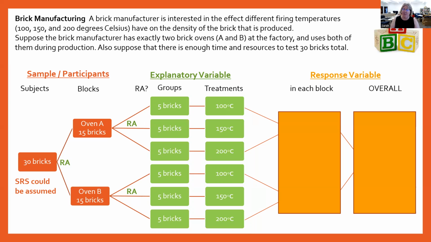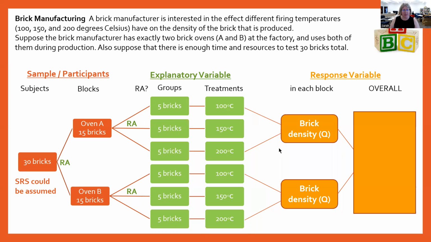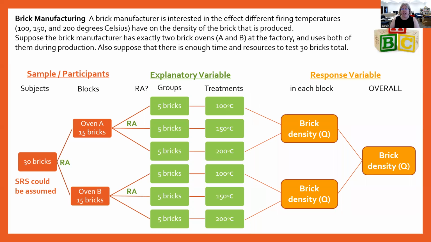So we'll look at oven A first, and we'll see whether the bricks are more dense at the 100 degrees, the 150, or the 200. And then we'll do the same thing with oven B, and we'll see how the bricks turn out in oven B. And then we're going to look for an overall conclusion. So in theory, these two ovens are identical, same make, brand, model, all of that, but they can have individual quirks. And so if I were running this factory, I would want to test each oven separately and make sure that I was optimizing it for that oven.